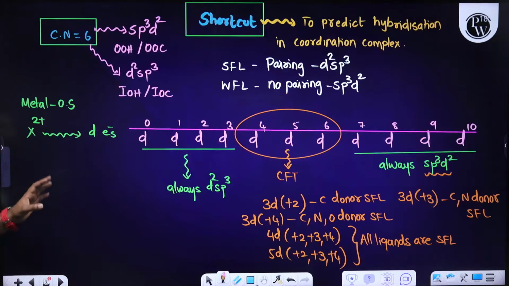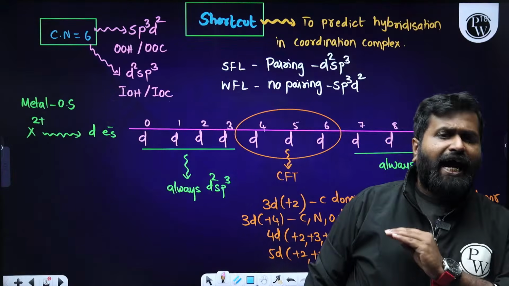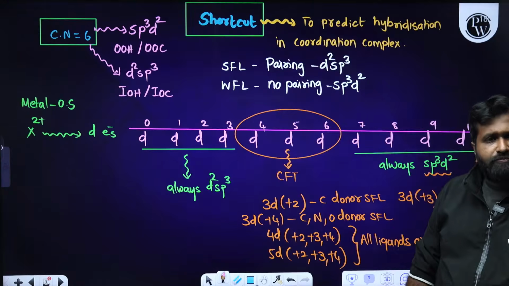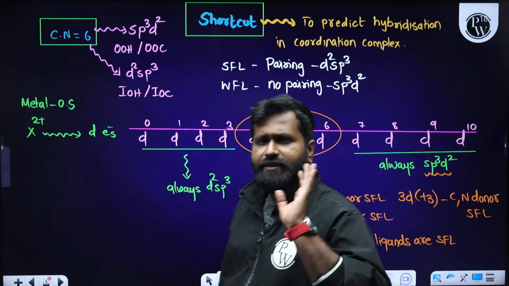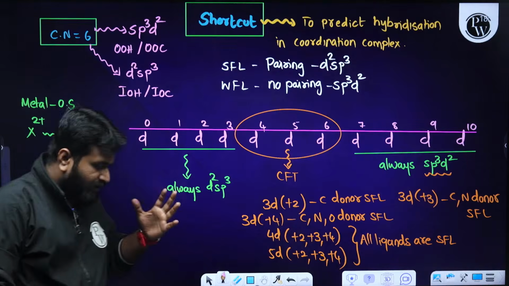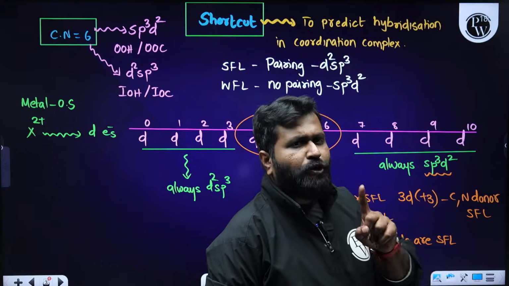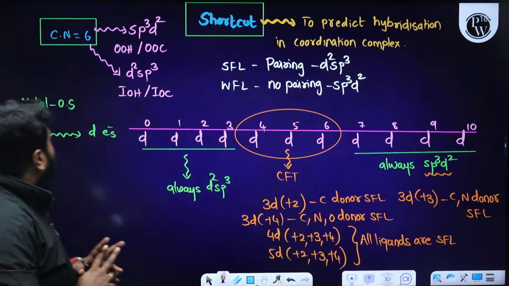So with the help of this shortcut, we can solve any hybridization related question on coordination complexes in less than 30 seconds. Now one thing will always come up in chemistry: Sir, you told a shortcut, are there any exceptions? Only one exception is there with respect to the shortcut.